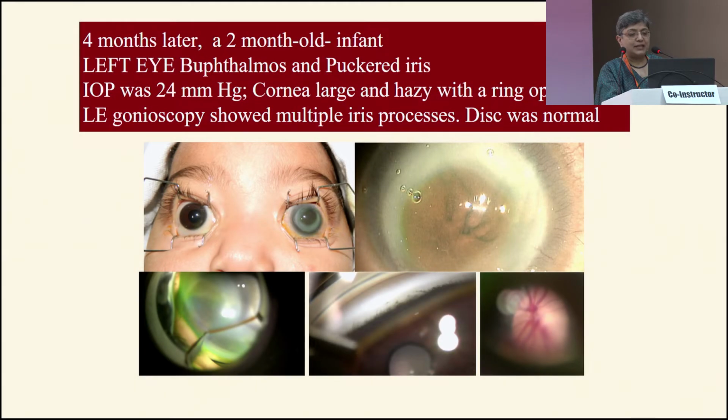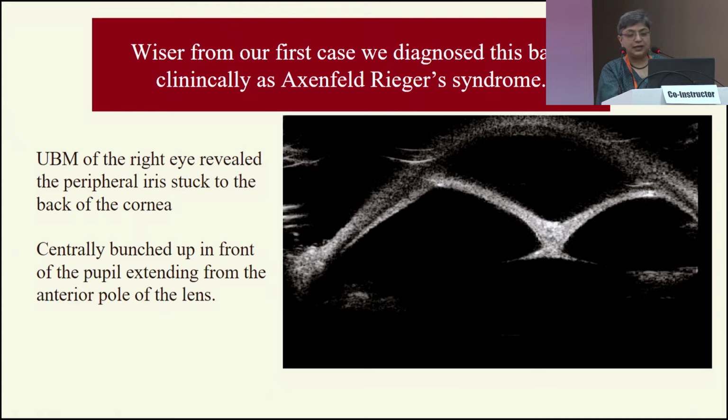And while we were patting our backs, we had another baby with a complete aniridia. And here were the iris processes, not as robust as the other one, but we thought, okay, let's go ahead and look at the UBM. It really shows that this iris is now adherent to the lens. So this is something to be very, very careful of.